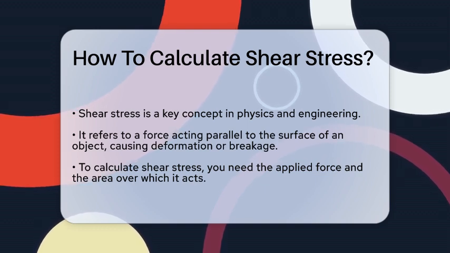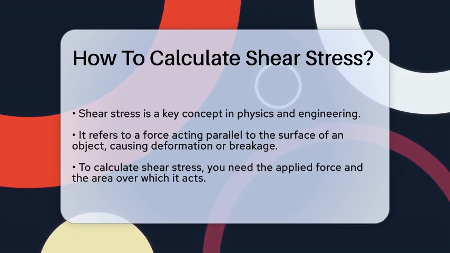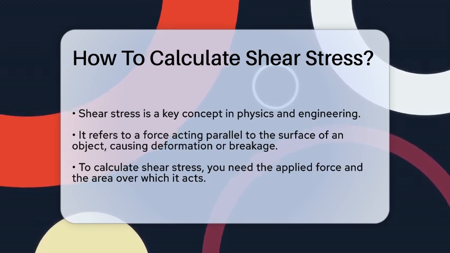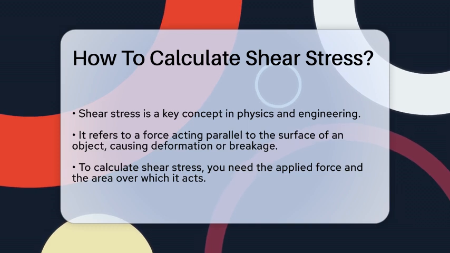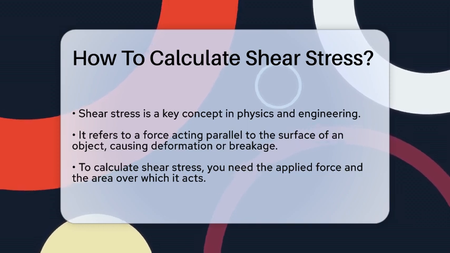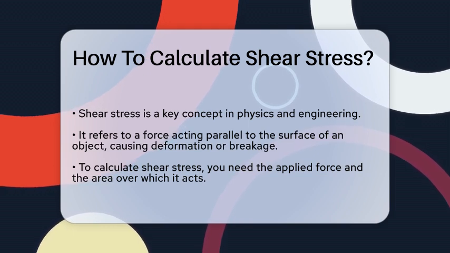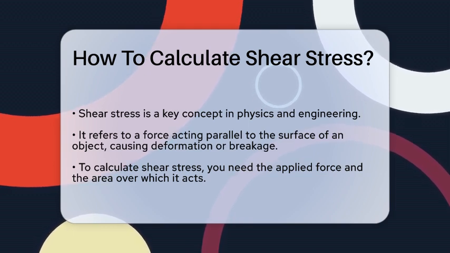Imagine you're trying to cut a piece of paper with scissors. The force you apply to the scissors creates a stress on the paper, causing it to tear. This is essentially what shear stress is, a force that acts parallel to the surface of an object, causing it to deform or break. To calculate shear stress, you need to know two main things: the force applied and the area over which this force is applied.